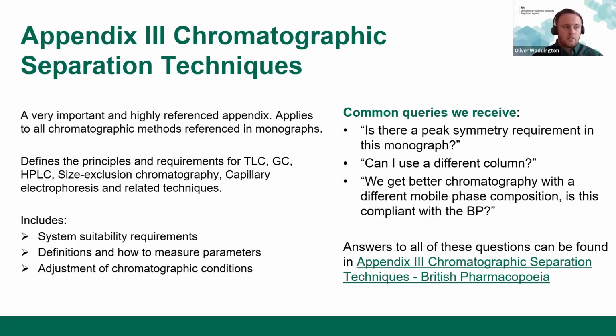And so some of the common questions that we get are, say, things like, is there a peak symmetry requirement in this monograph? Can I use a different column? Or we get better chromatography with a different mobile phase composition. Is this still compliant with the BP? And actually, all the answers to these questions can be found within Appendix 3, chromatographic separation techniques.